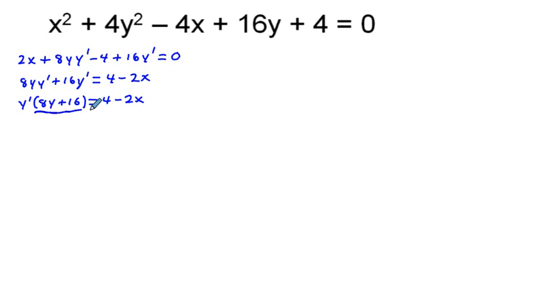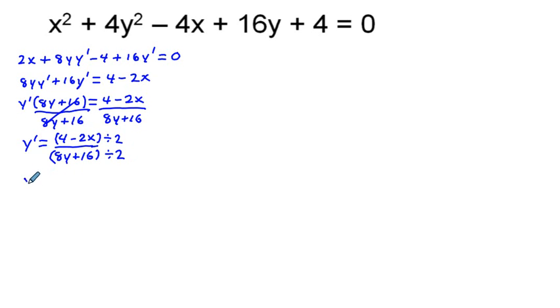And now dividing by 8y plus 16, we are left with y prime equals 4 minus 2x over 8y plus 16. Now, to further simplify, we have in both the numerator and denominator a common factor of 2, so we're going to divide both the numerator and the denominator by 2. And in so doing, what we have is in the numerator 2 minus x, and in the denominator we have 4y plus 8.